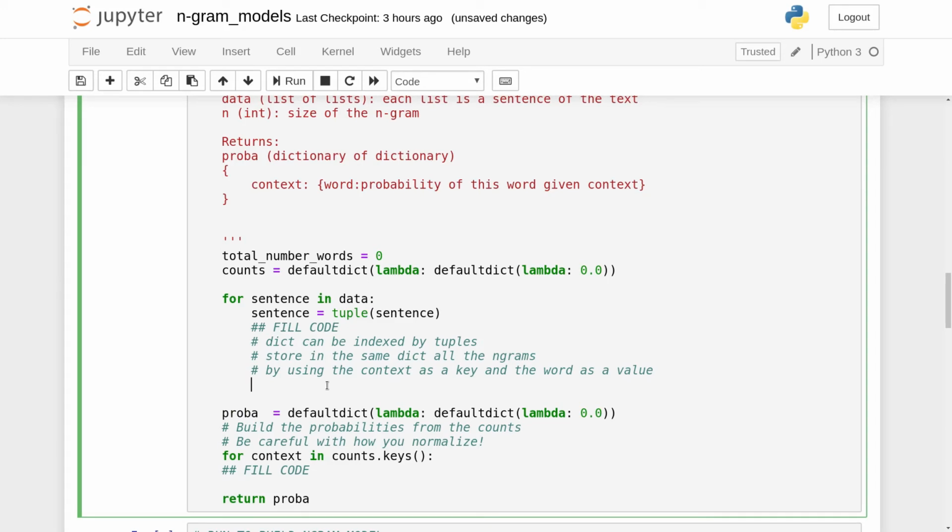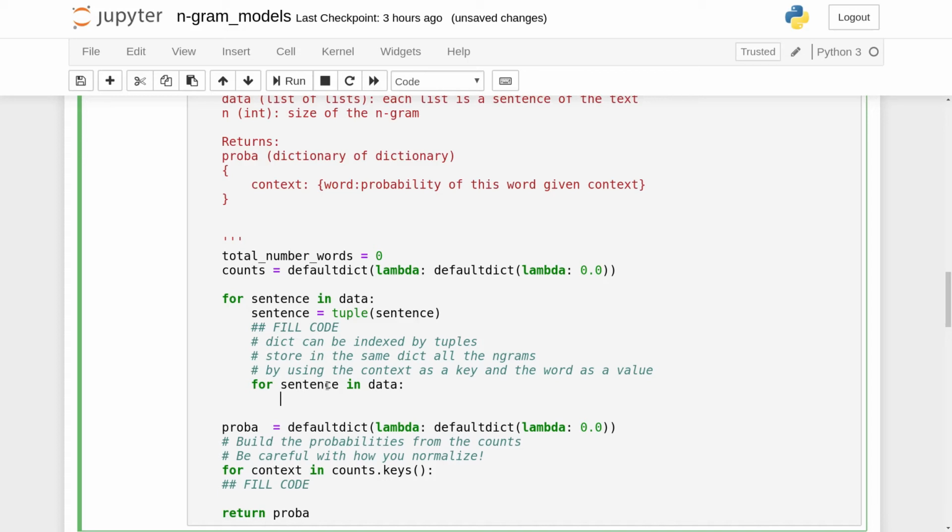Okay, so let's first build the counts. So we'll do for sentence in data. First, I'm going to convert the sentence into a tuple, because in Python you can't have a list as the key of a dictionary, but you can use a tuple, because in this case we need to have 3 words to be the key of a dictionary, and the 4th word to be the value. That's why I'm going to convert my list into a tuple, because I can use a tuple as the key of a dictionary. So this is what I've done here: for sentence in data, I converted the sentence to be a tuple. So now sentence is a tuple, and now I can use it in a dictionary.